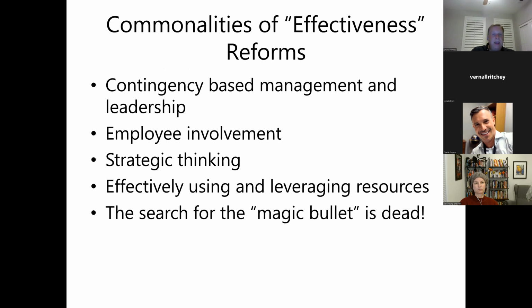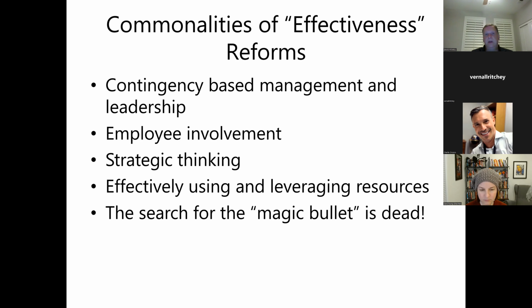So there are a lot of characteristics that we tend to see in organizations that we consider to be effective as compared to organizations that we consider to be ineffective. But to wrap up this entire show, what are some of the commonalities of effectiveness in the public sector? I think the number one commonality of effective organizations is contingency-based management and leadership. We've talked about that ad nauseum tonight, but how you lead, how you manage your organization will depend upon the situation in which you find yourself.